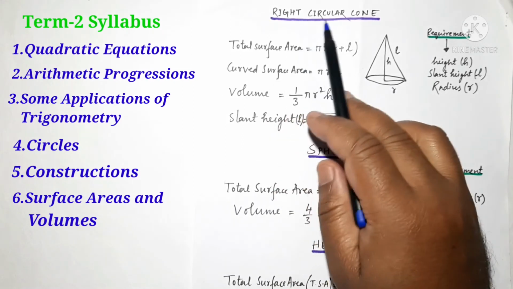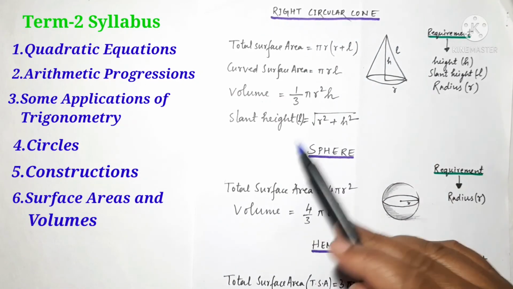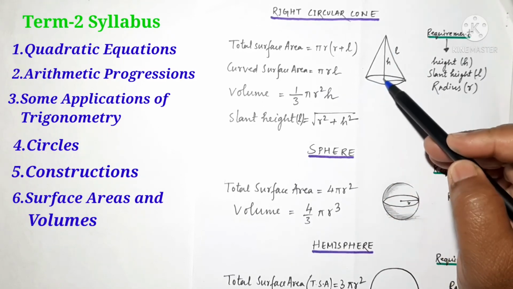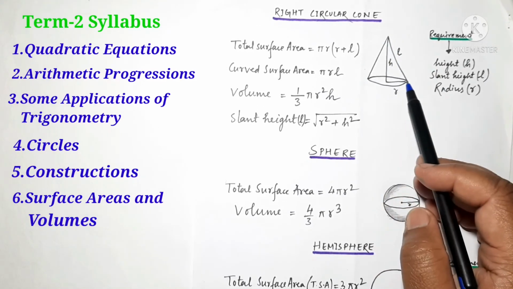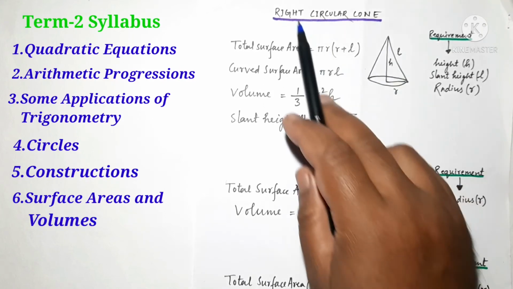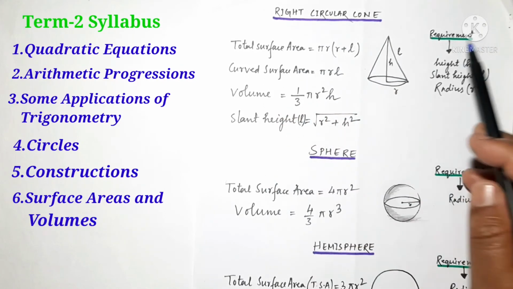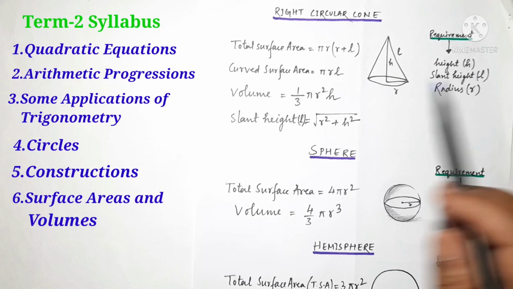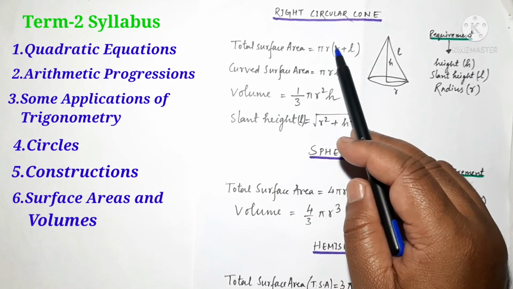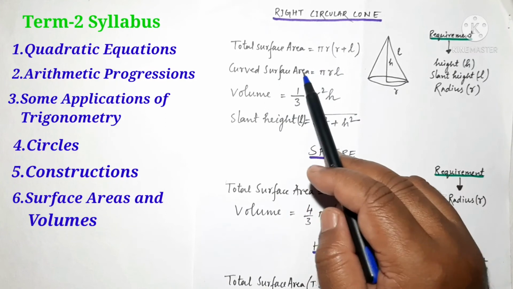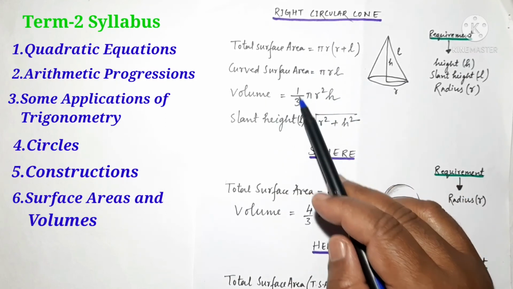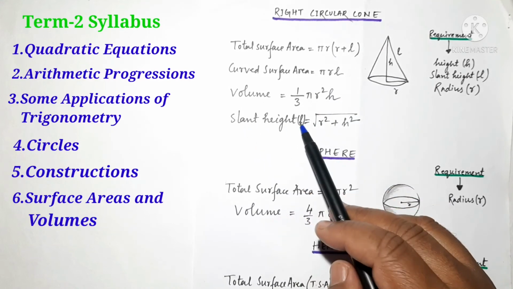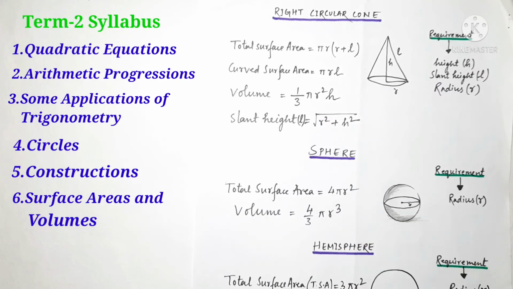Next solid shape is a right circular cone. This is a figure of a right circular cone. Here you have the radius, that means the base is a circle. This h is the height of the cone, l is the slant height. So in order to solve right circular cone related questions, what is your requirement? You need to know height, slant height and radius. Total surface area is pi r (r + l). Curved surface area is pi r l. Volume is 1 by 3 pi r square h, and if you need to find slant height, your formula is square root of r square plus h square.